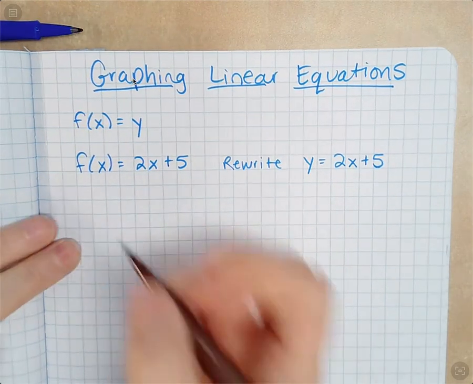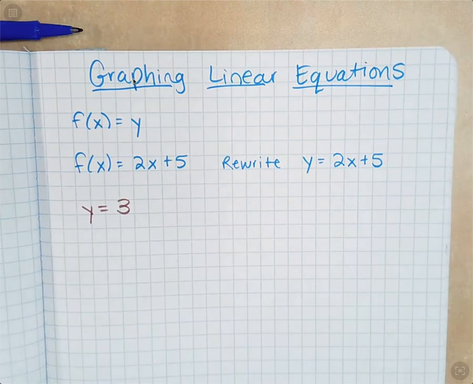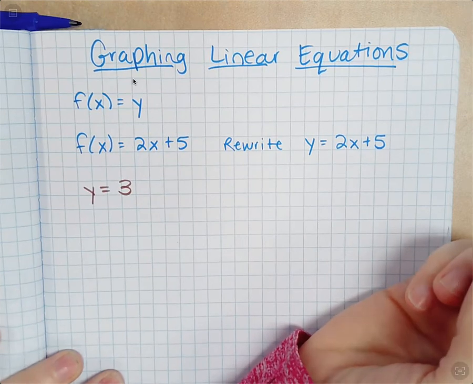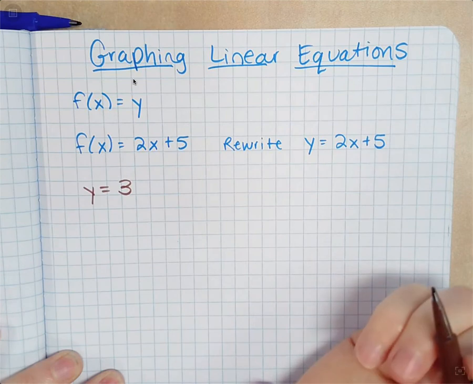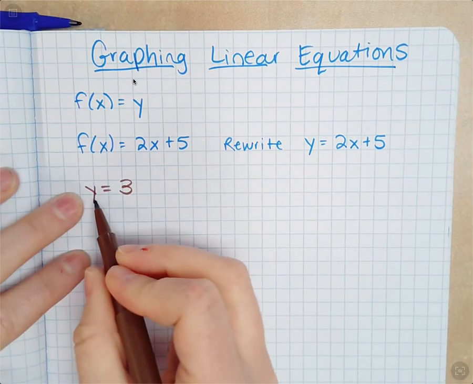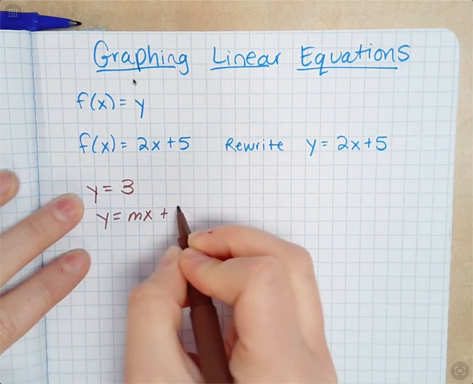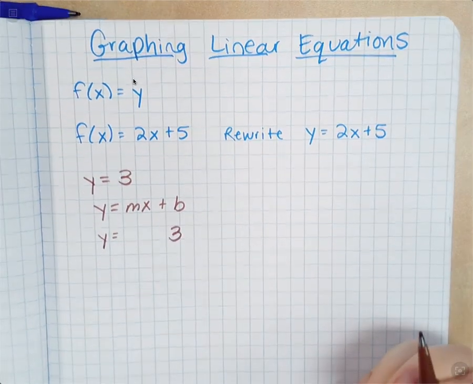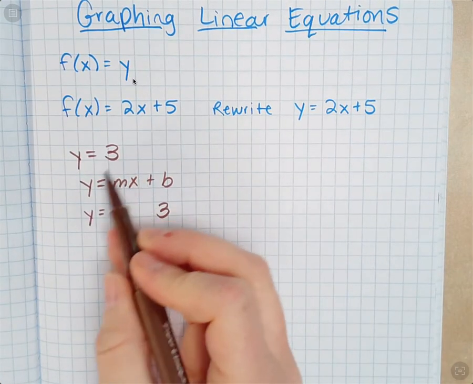Okay, what if we have y equals 3? How do we graph that? Remember yesterday on our slope task cards, if we have y equals 3, it's supposed to be written as y equals mx plus b. So in order for it to say y equals 3, what would mx have to be? What would m have to be for it to go away?